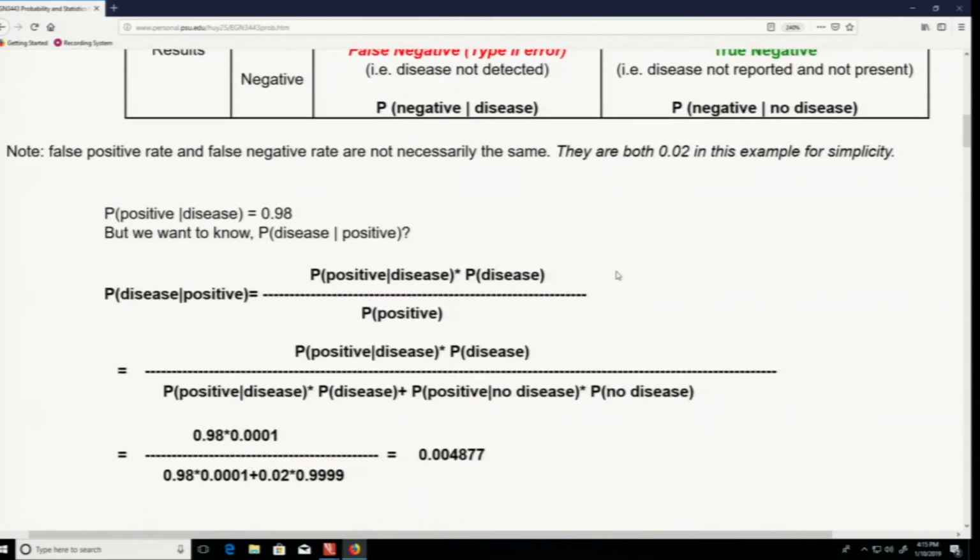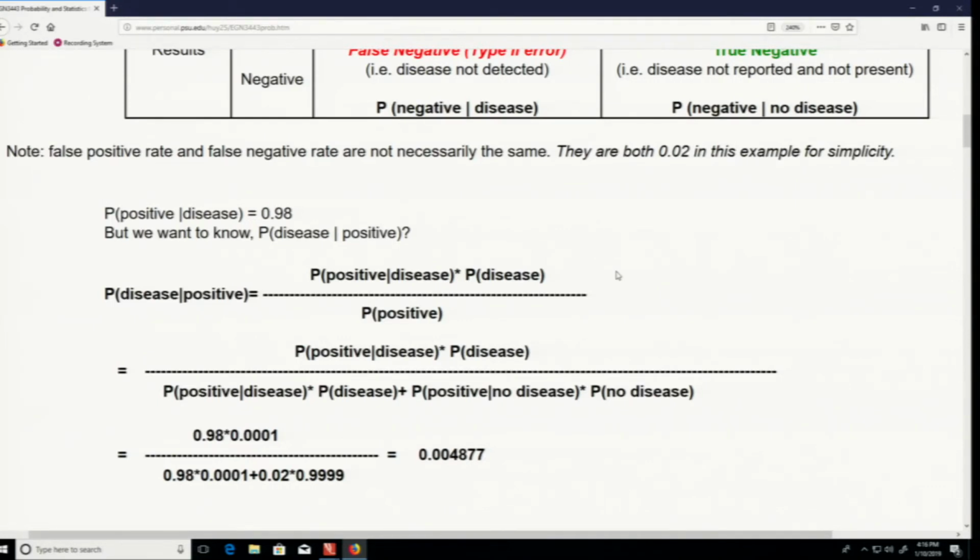Now in our problem setting, the false positive rate and the false negative rate are not necessarily the same. But in this case, we set both of them to be the same, 0.02 for this example. So if the person has the disease, the probability of a positive test is 0.98. If the disease is negative, that is the complement. If the person has the disease, the negative is 2%. If the disease, positive is 98%.